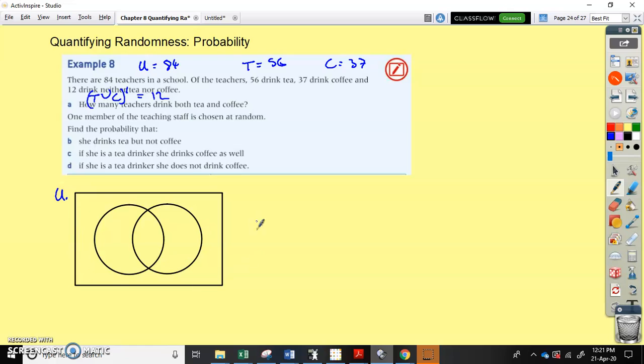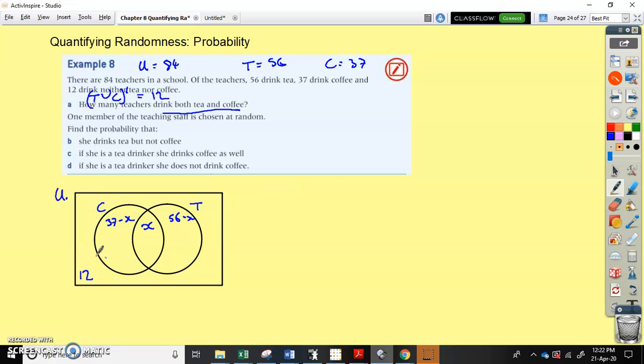So our U, and then we've got tea, C, coffee, and tea. The complement of that is 12, so outside we know there's 12. We know 56 drink tea, so all of this is 56, all of this is 37, so this is going to be our unknown. We don't know how many drink tea or coffee. That's going to be our first question. So that's going to be 37 minus the x and 56 minus the x. So what's that going to be?